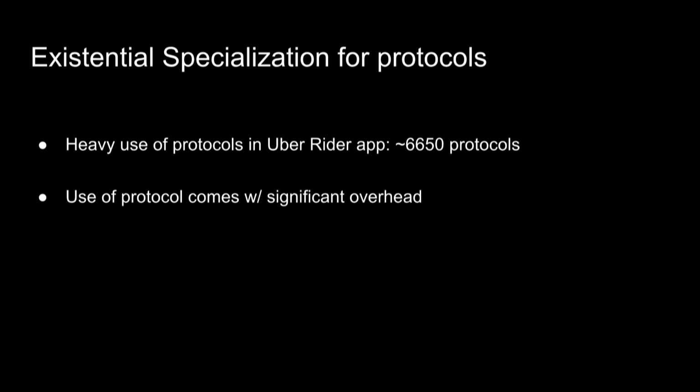Next, we looked into optimizing protocols. We use protocols heavily in our apps. We have about 6,700 protocols in the Writer app. We use it heavily for a better abstraction and also to enable unit testing. But these protocols come with significant overhead.